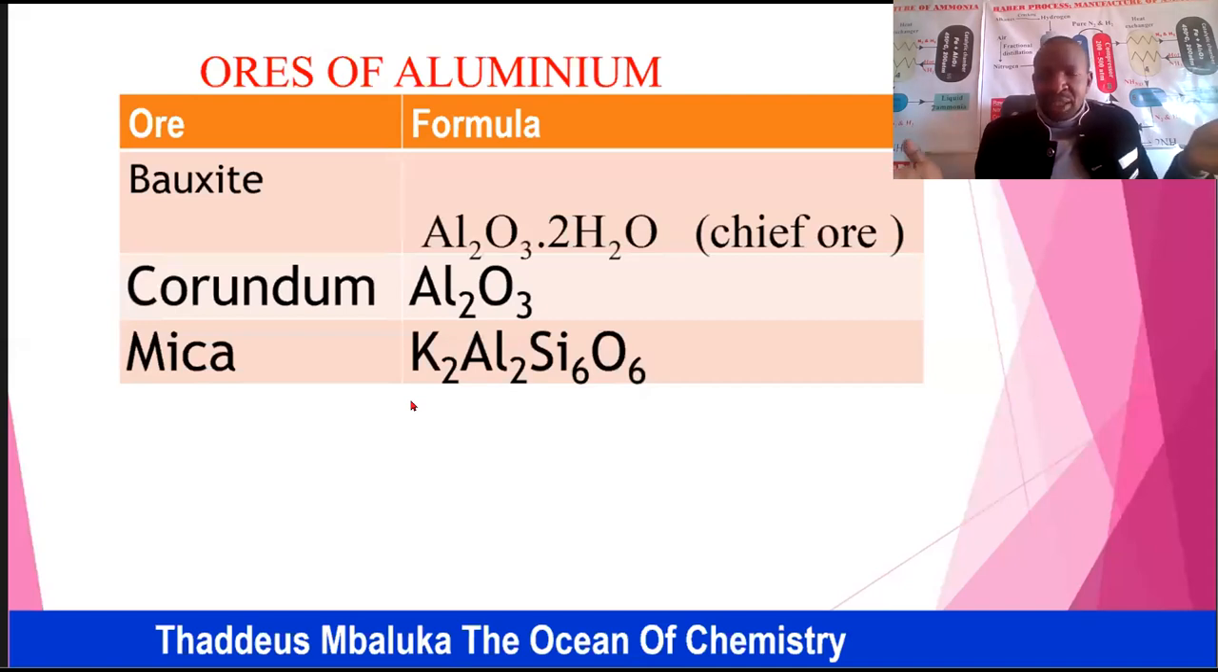But to make your work easier, if the examiner has not provided the acid, the first thing is to make the ions available in solution form. So you crush the ore into a fine powder, add dilute nitric acid, then you filter to remove undissolved impurities. Then you divide the filtrate into three portions.